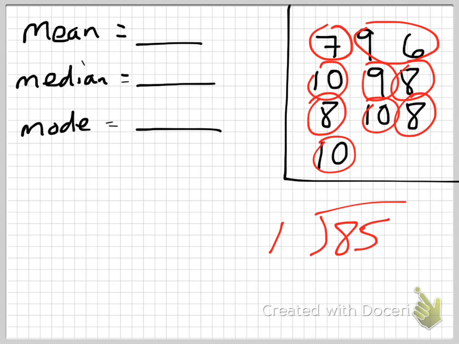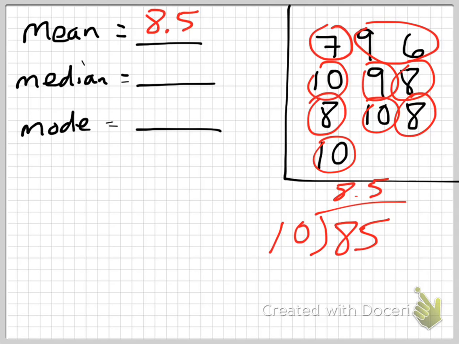We divide by the number of numbers, which is 10. 85 divided by 10 is 8.5. The mean is 8.5. If you didn't get that, it's because you weren't meticulous and you didn't do it twice. You should always make sure that you add it up twice to make sure that you have it added properly.